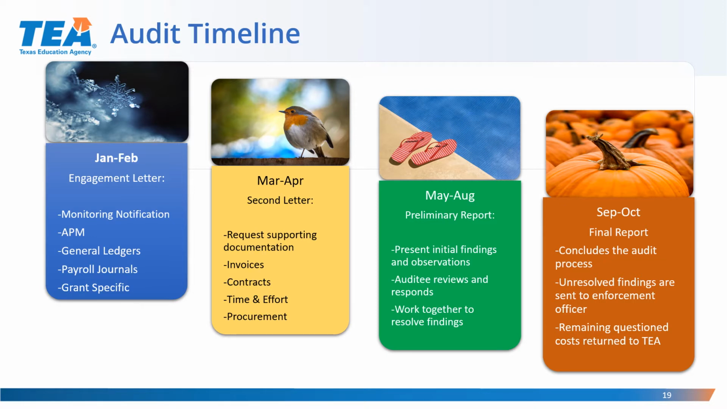Then, and usually about May or August, we issue a preliminary report. This is where we present our initial findings and observations. We allow the auditee to review and respond, and we collaboratively work together to resolve findings, which then leads to the September-October timeline where we issue our final report. This is where we conclude the audit process, and any unresolved findings are sent to our enforcement officer, David McLaughlin, and any remaining question calls must be returned to TEA.